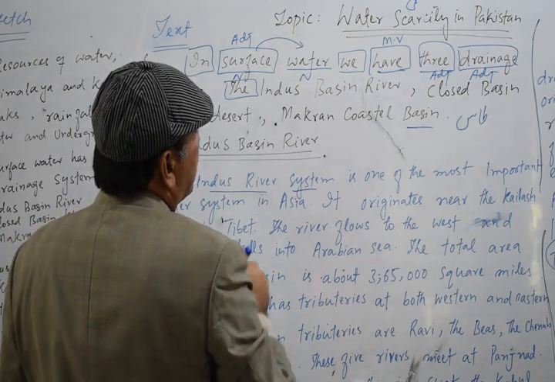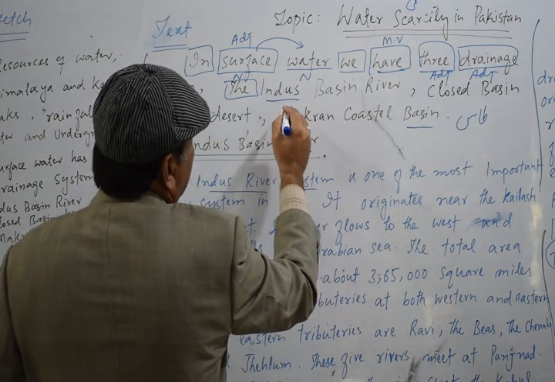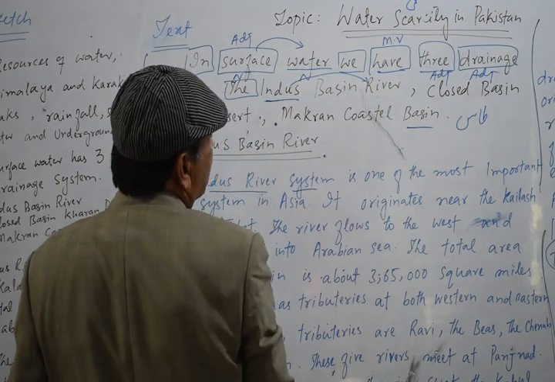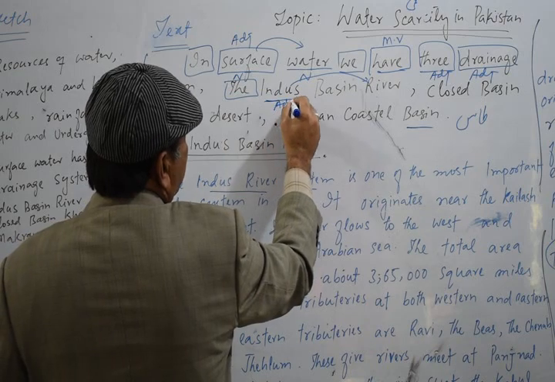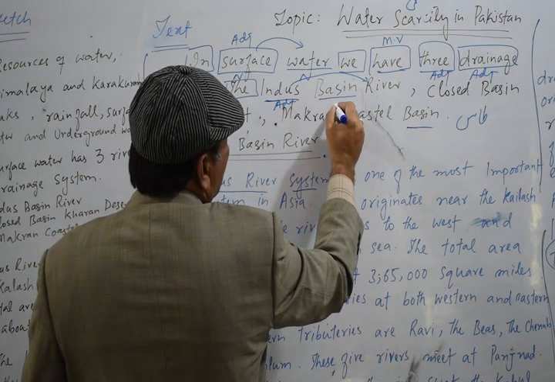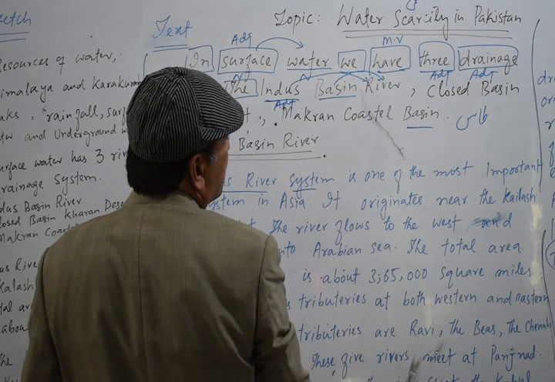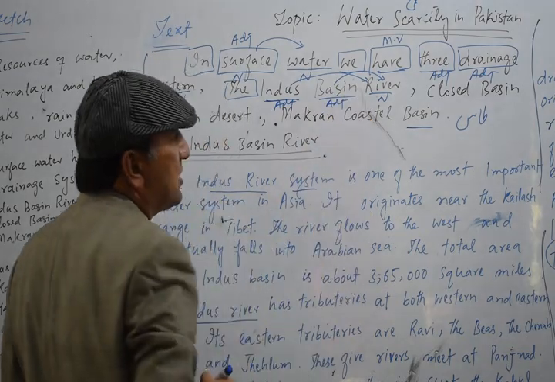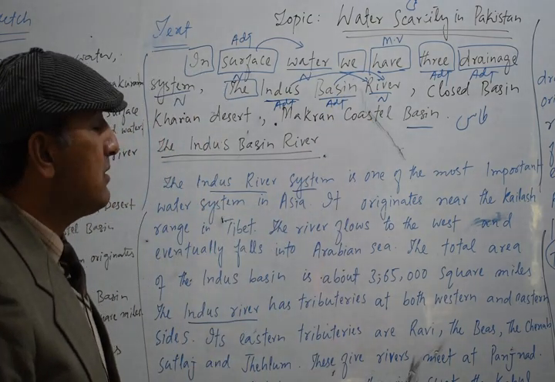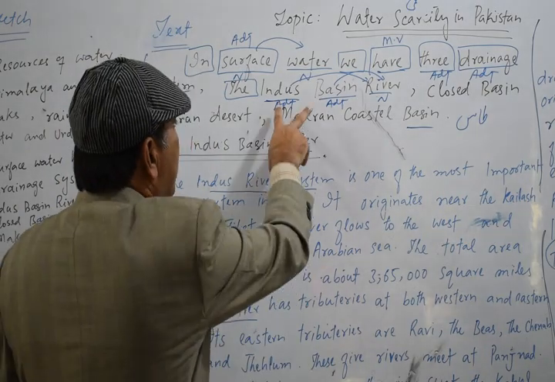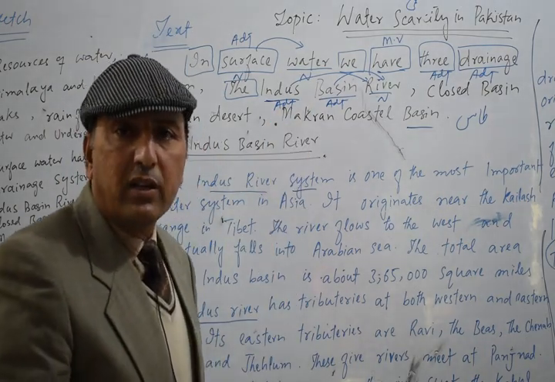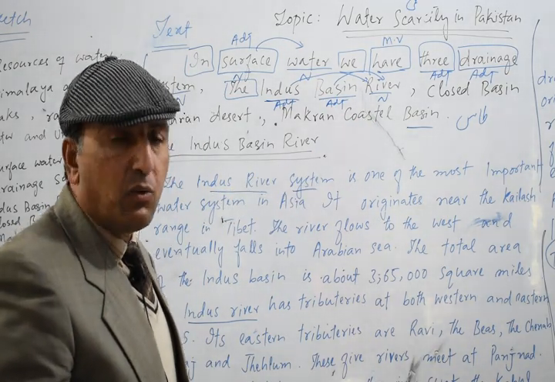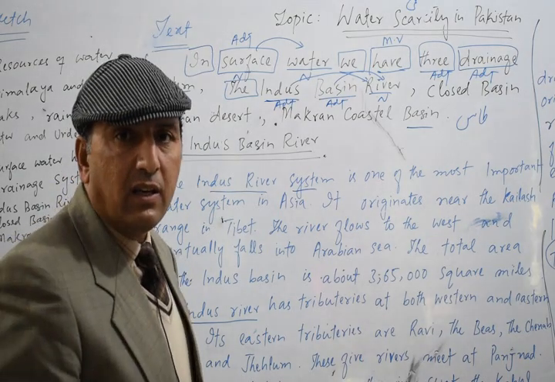Now the next we have "Indus Basin river." Indus is basically a noun, but it tells us about the river, so Indus is also an adjective. Basin is also a noun, but here it tells us about the word river, which is a noun. So that is why basin also works as an adjective in this phrase. Indus Basin river is a noun phrase, and both words Indus and basin are working as adjectives, so that is why they modify the word river, which is a noun.